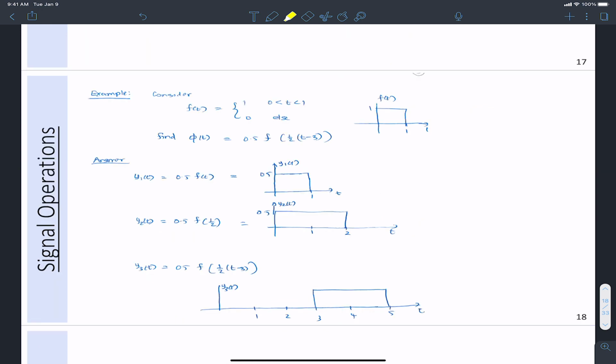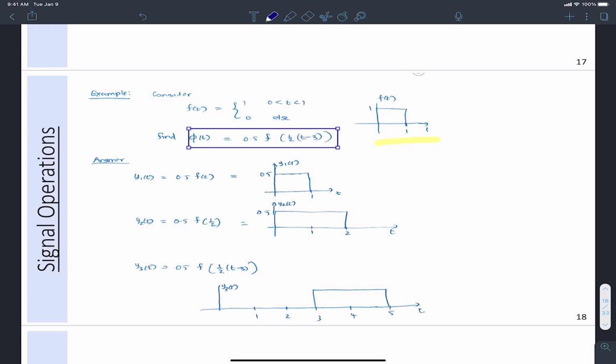Okay, here's an example that combines all the signal operations. Consider f(t) is a signal shown here. It is defined as f(t) equal to 1 between t equals 0 and 1, and it is 0 anywhere else. And find phi(t), which is given by this, that is 0.5 f(t/2 - 3).